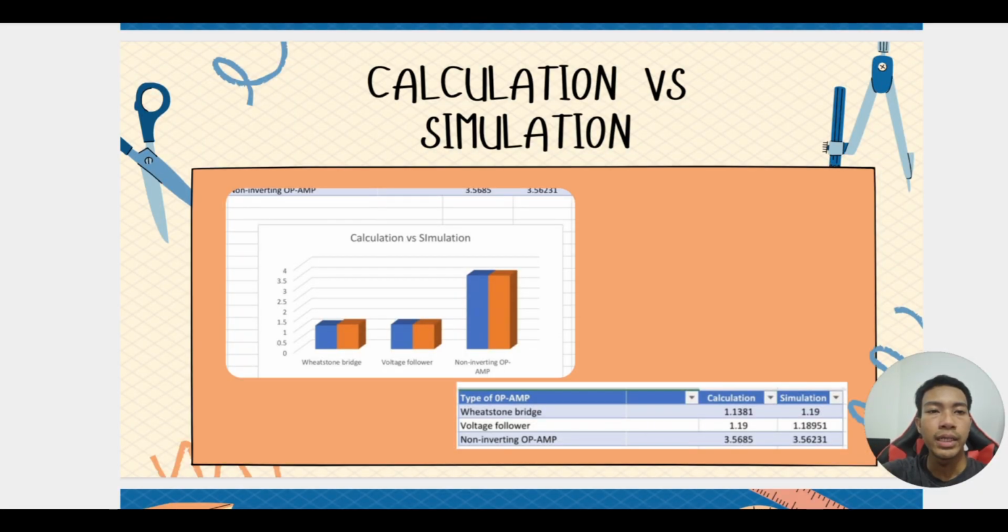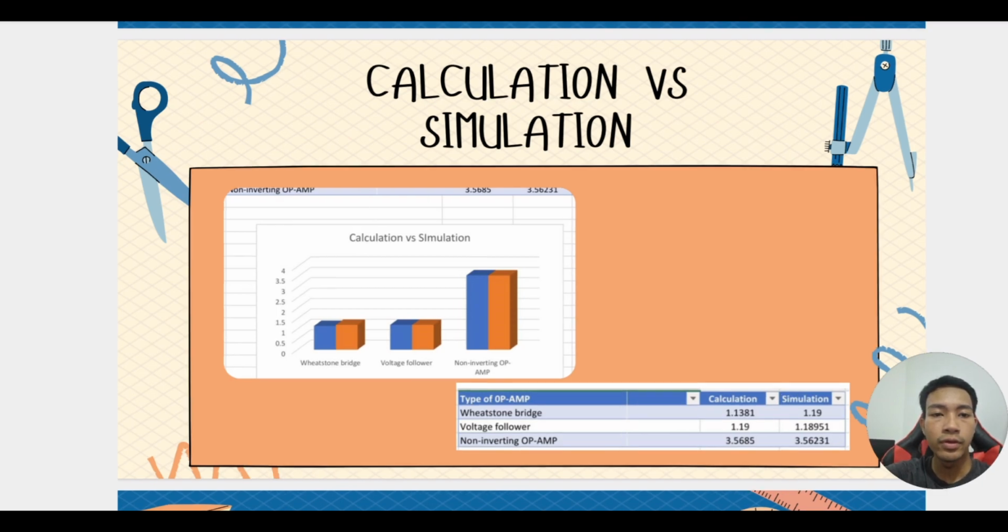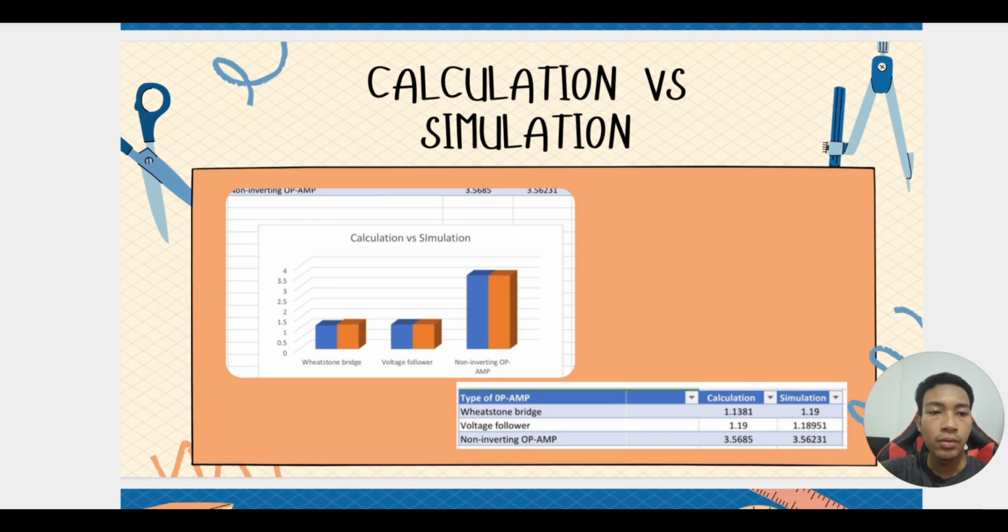My name is Muhammad Nasimi Sulaiman, and I will explain the calculation and simulation. This is the graph for the difference between calculation and simulation. As you can see, for the voltage follower and non-inverting op-amp, the values are the same except for the decimal places. But for the Wheatstone bridge, the calculation gives 1.1381, while the simulation gives 1.19. There is a difference because in the simulation we use a different type of NTC, so there is some slight difference from the calculation.